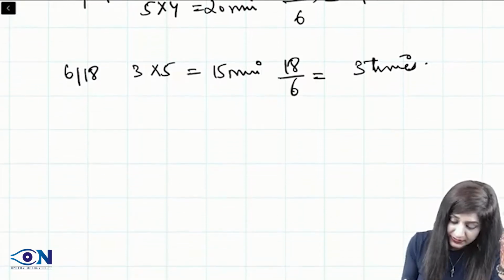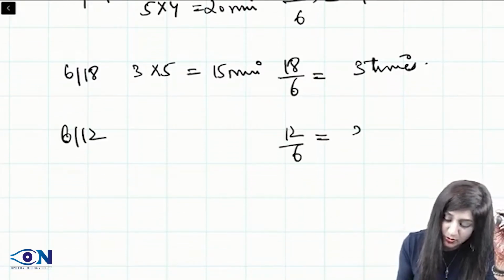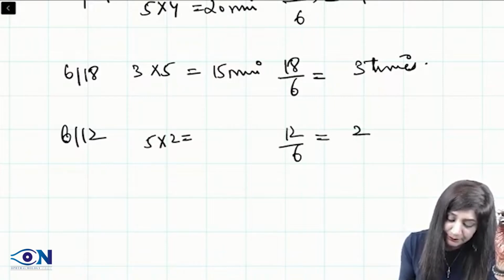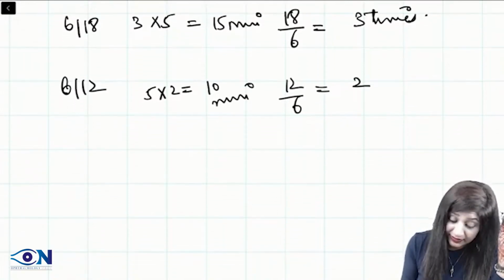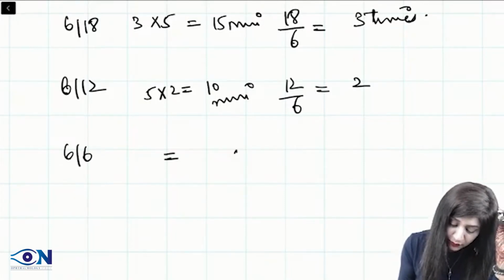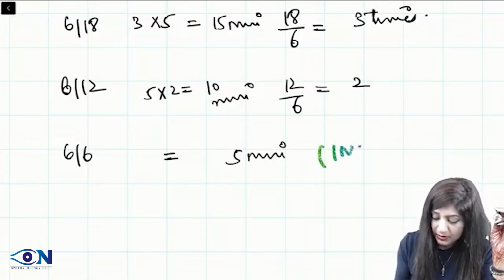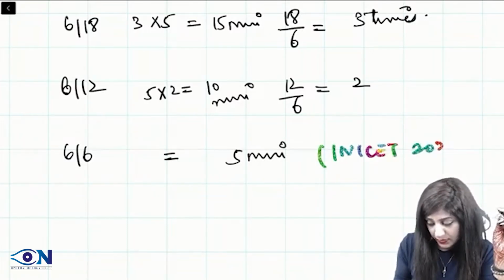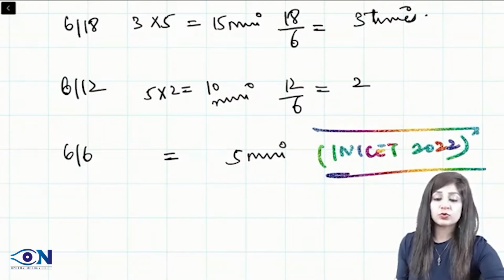Then if I say 6 by 12, okay, 12 upon 6 is 2. 5 into 2, 10. So this will form 10 minutes. And finally 6 by 6 is equal to 5 minutes only. This was asked in INSET 2022. Please see if you have understood how to do this question.